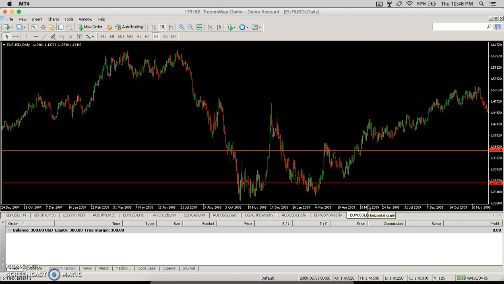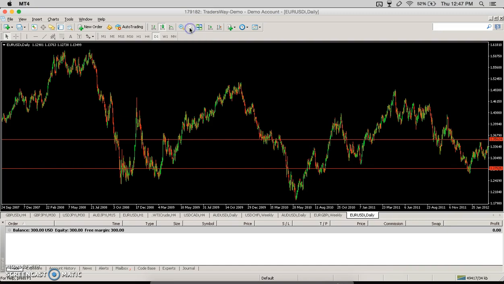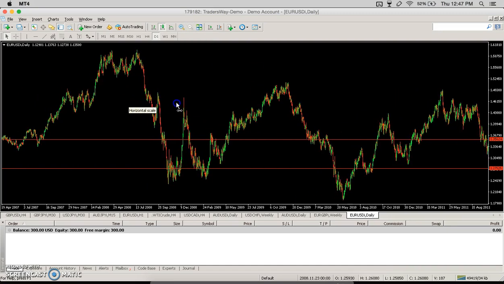Alright guys, so that's your W and M shapes, your double bottoms and your double tops. I just wanted to give you guys a little bit of a clarification on that, show you my perspective on that.